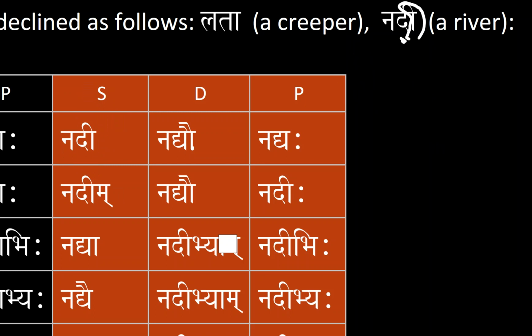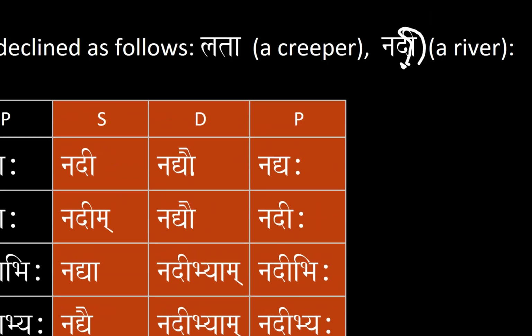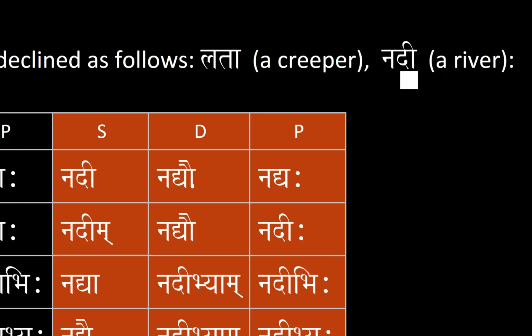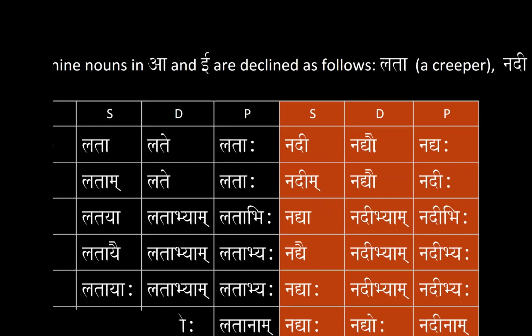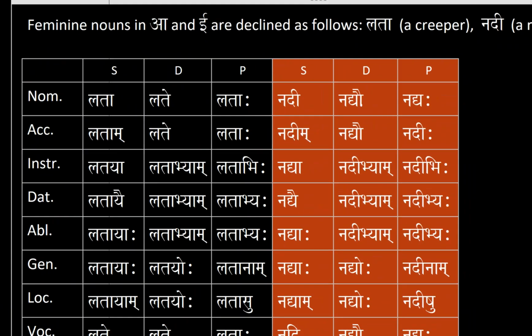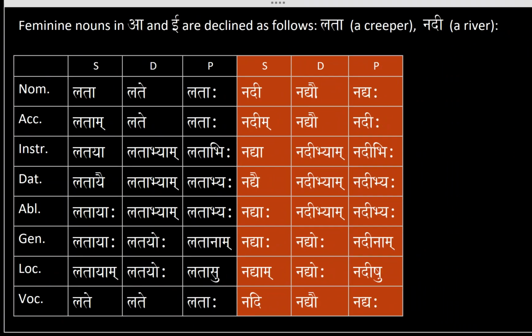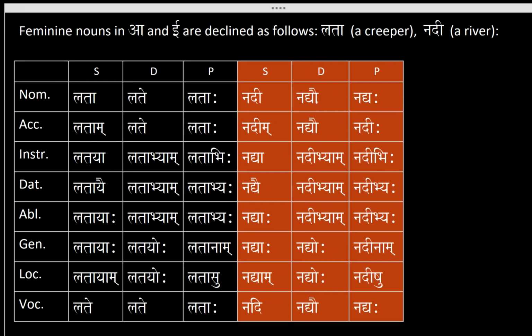So that's just an example of how you add the case endings. Be mindful of what is being added after you remove that long a or that long e. On that note, you will have practice declining these nouns. Be mindful again of the endings.